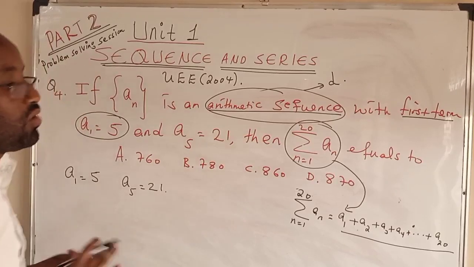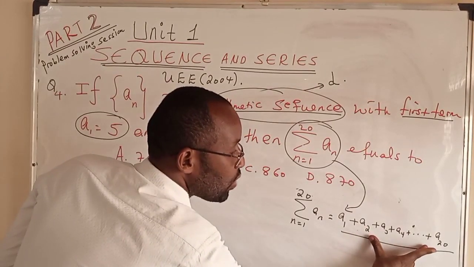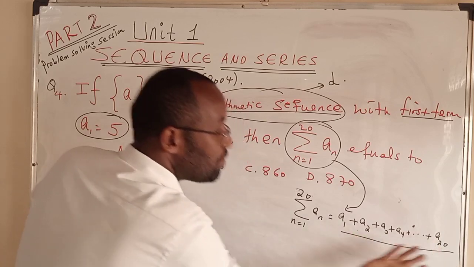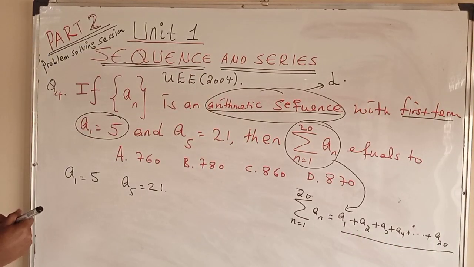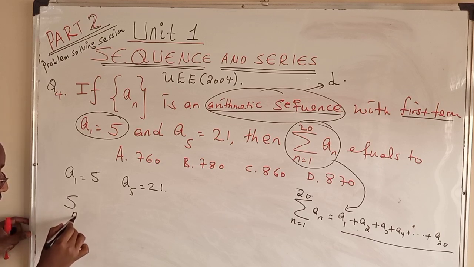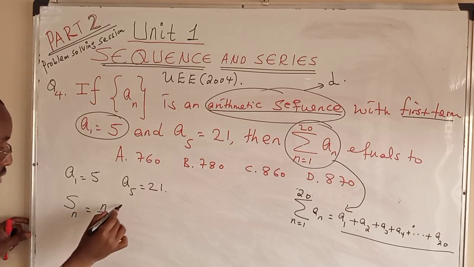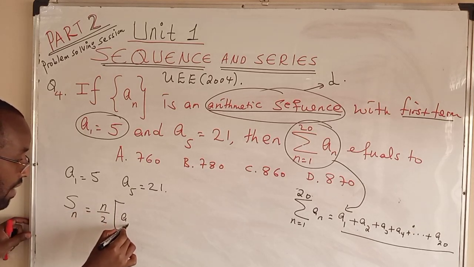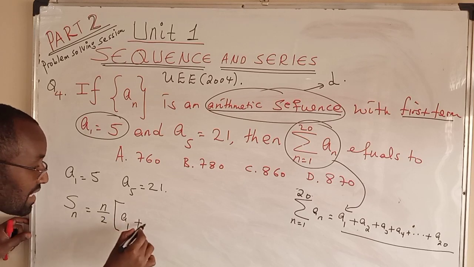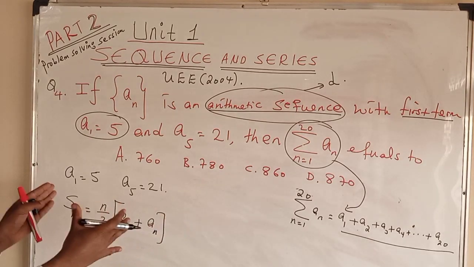So this is the sum of an arithmetic sequence. I think you remember this formula: Sn, that is the sum of n terms of the arithmetic sequence, is equal to n over 2 times a1, which is the first term, plus an, which means it is the last term.